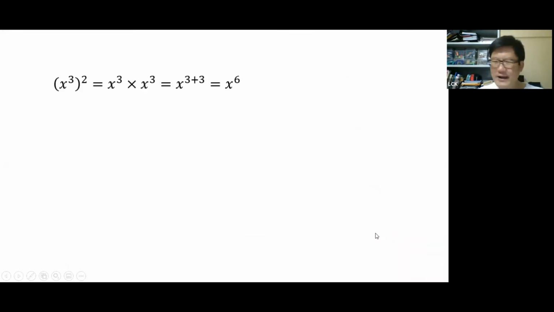All right, now another rule. What happens if you have x to the power of 3 and the whole thing to the power of 2? What does this really mean? If you have a to the power of 2, it means a times a. If you have b to the power of 2, it means b times b. If you have c to the power of 2, that means c times c. If you have x cubed to the power of 2, that means x cubed times x cubed. That's what it means. You can expand it in this way, and since it's x cubed times x cubed, it's just x to the power of 3 plus 3, which equals x to the power of 6.